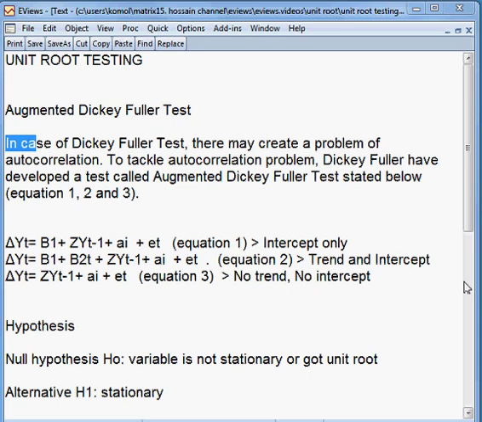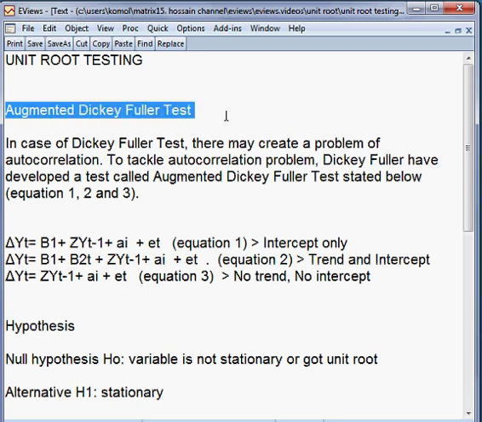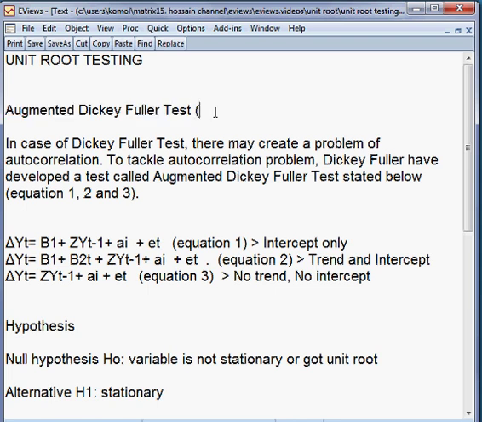Okay, today we shall be doing unit root testing, and the method is the augmented Dickey-Fuller test. Meaning that whether the data is stationary or not, that we shall be checking today using the augmented Dickey-Fuller test, and normally we call it the ADF test.